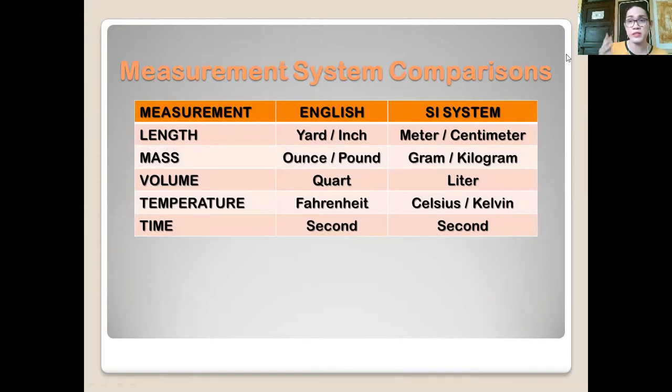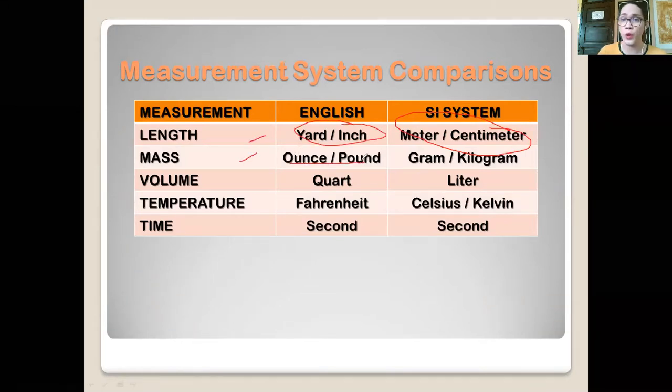In SI system, as you can see, I'll highlight, we use meter or centimeter. So see the difference? For mass, we use ounce or pound for English, and for the SI system, we use gram or kilogram. For the volume, we use quart for English, and we use liter for SI. For temperature, we use Fahrenheit for the English, and for the SI system, we use Celsius or Kelvin. And for the time, we use second for the English, and same also in the SI unit, second.